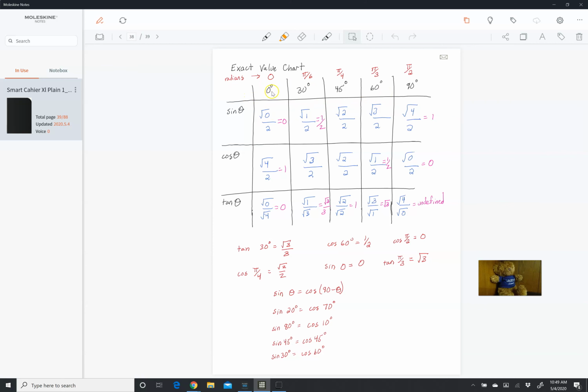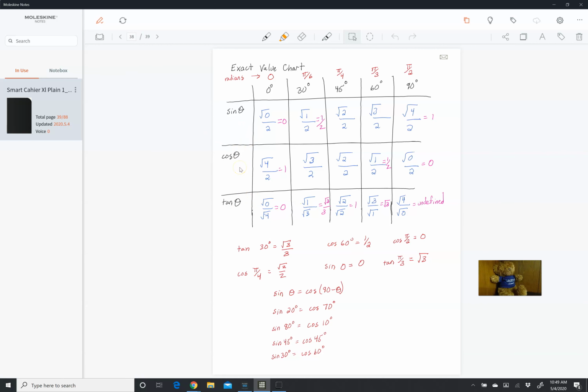But we said, okay, so we have 0 degrees, 30, 45, 60, and 90. These are angles that we know the exact values of, meaning we know the exact value of the sine, the cosine, and the tangent. Note that we would also know the exact value of the cosecant, the secant, and the cotangent because they're just the reciprocals.